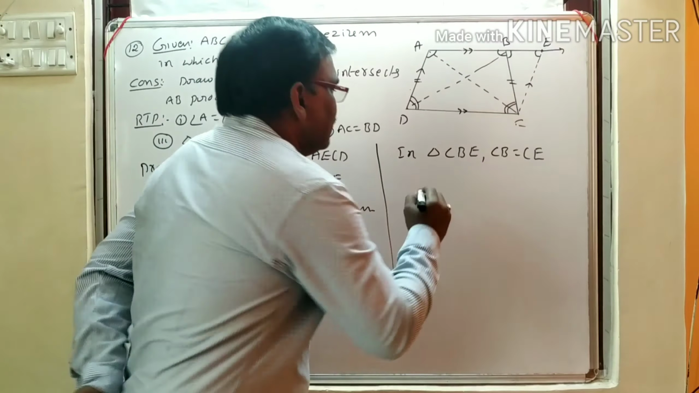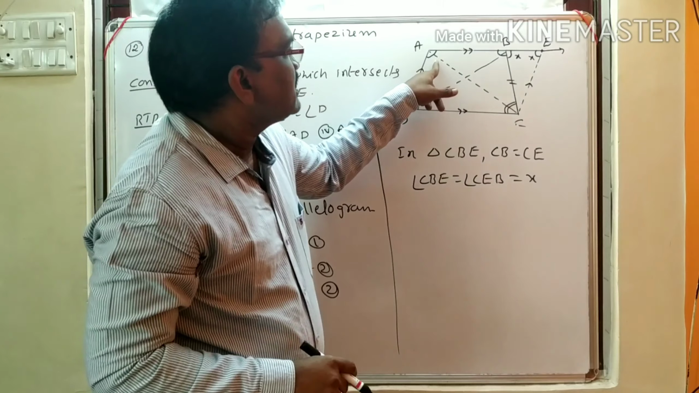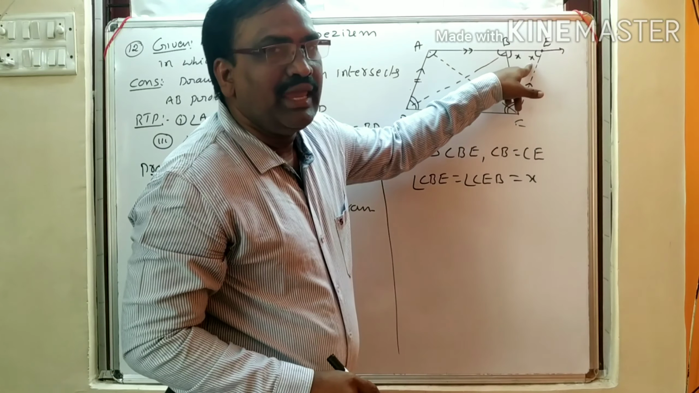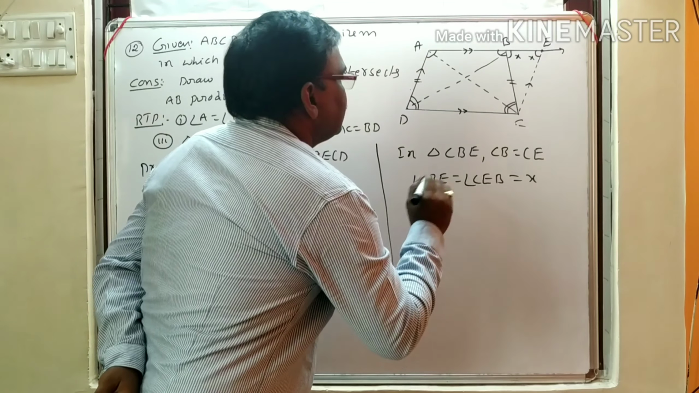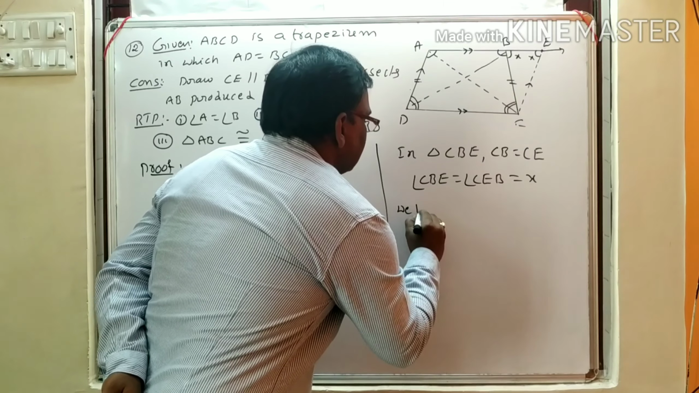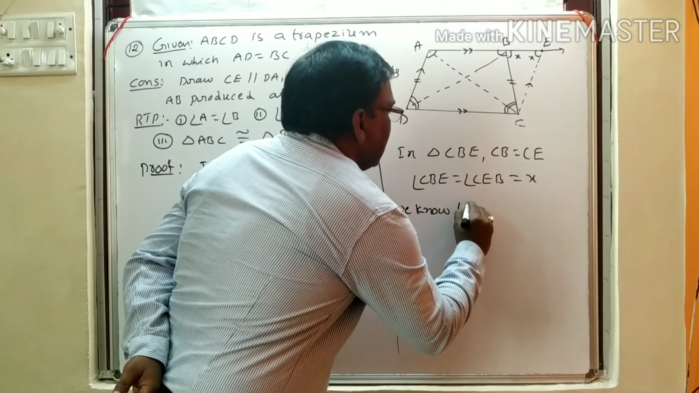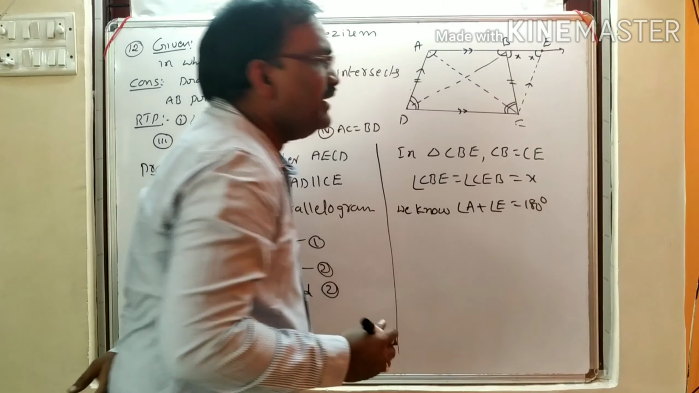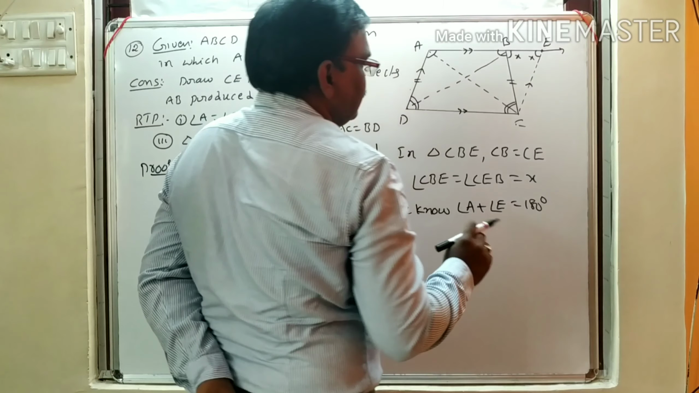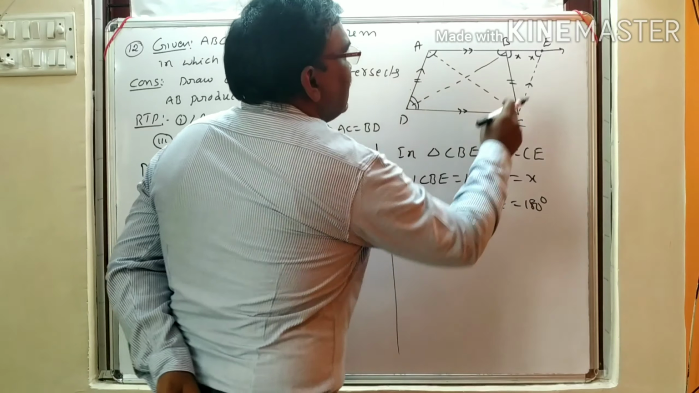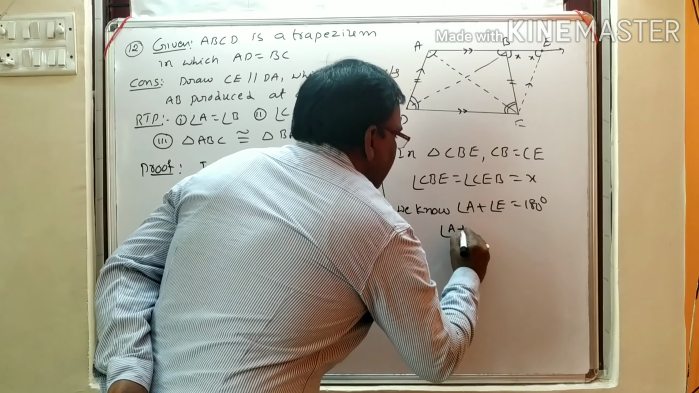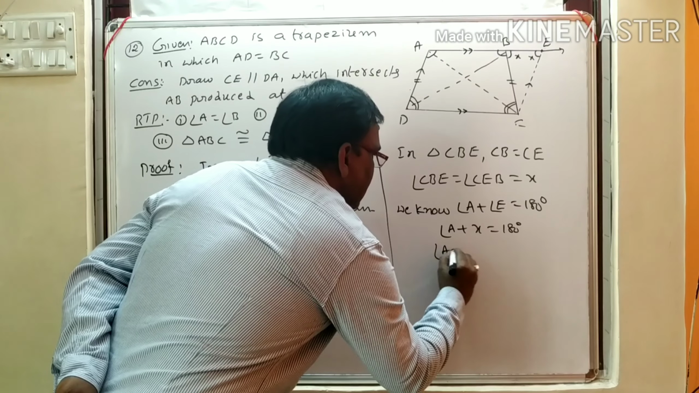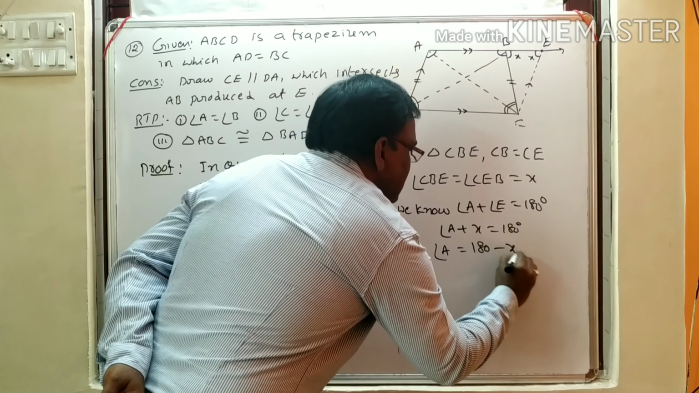Next, in parallelogram, the sum of its adjacent angles is 180 degrees. So angle A plus angle E is 180 degrees. From this, angle E is x, angle A plus x is equal to 180 degrees. From this, angle A is equal to 180 minus x.